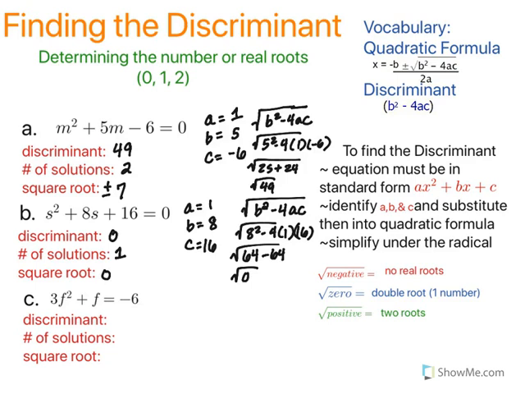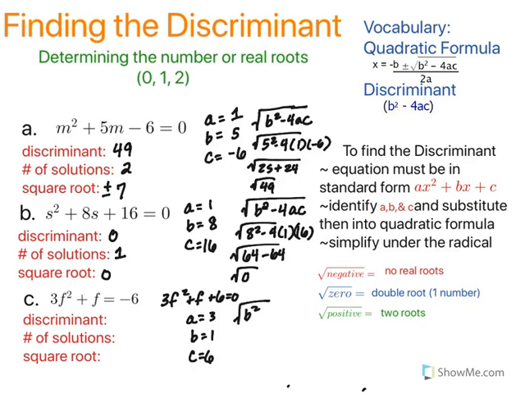Now for c, we want to find the discriminant. Before I can do this, I've got to add the 6 to the other side so that it is in standard form. So in standard form, my equation would be 3f squared plus f plus 6 is equal to 0. Now I can find the values for a, b, and c. A would be 3, b would be 1, and c would be 6. And now we're going to substitute in these values into our equation.